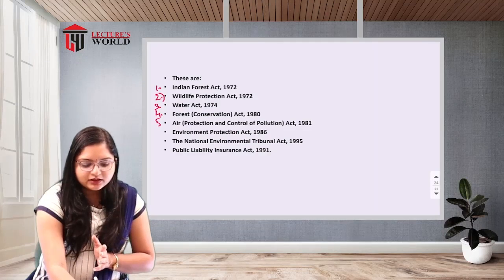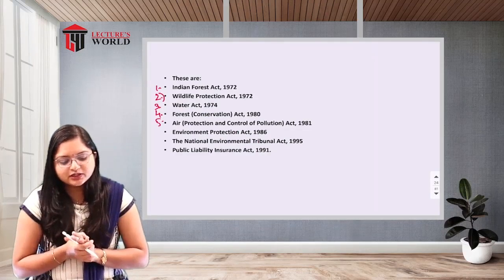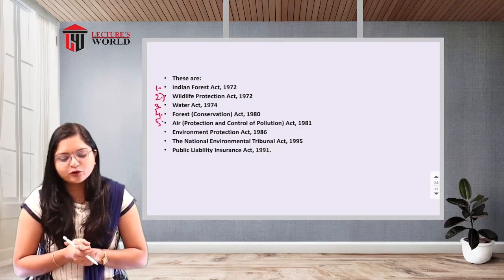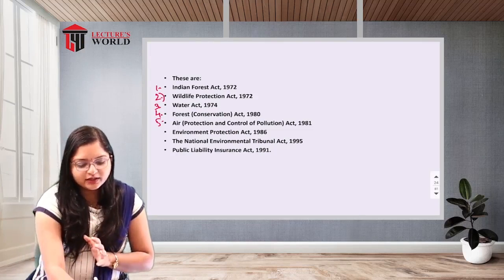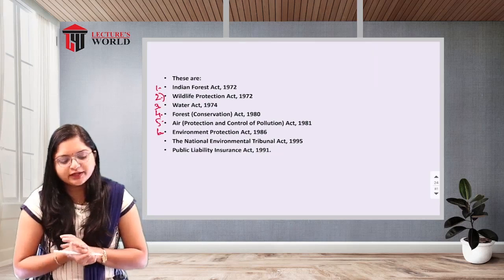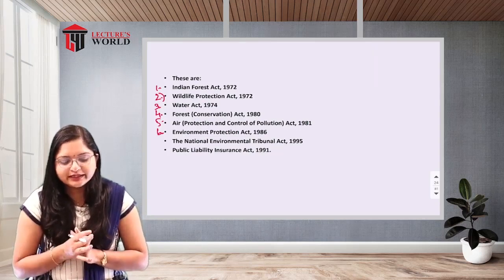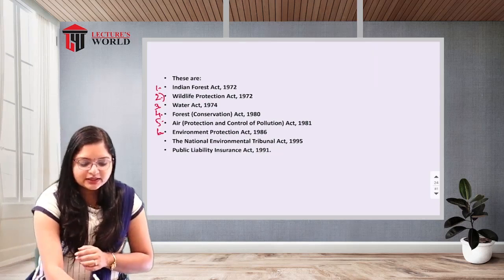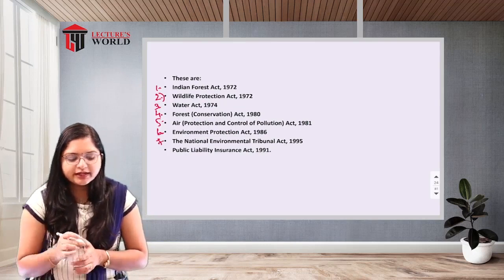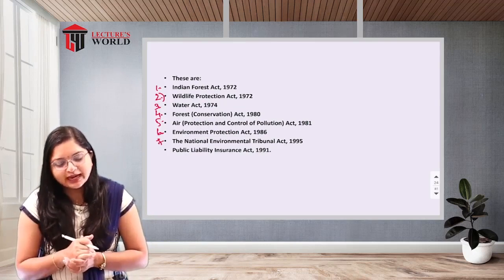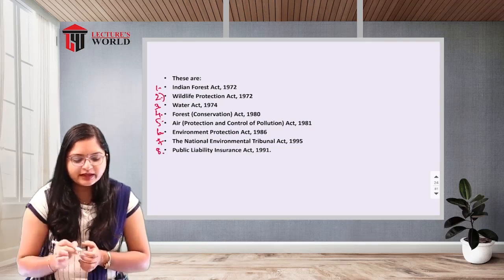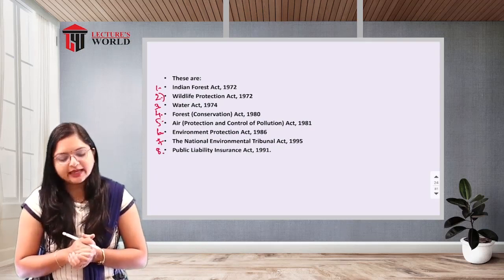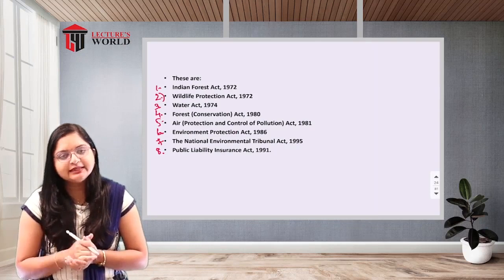Then the Air Protection and Control of Pollution Act, which was enacted in 1981. Then the Environmental Protection Act, which was formulated in 1986. The National Environmental Tribunal Act, which was formulated in 1995. And the Public Liability Insurance Act, that was in 1991.